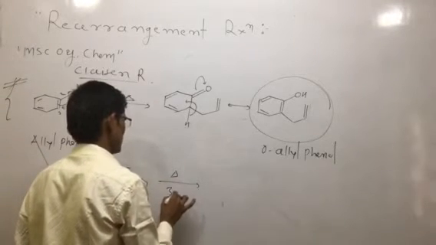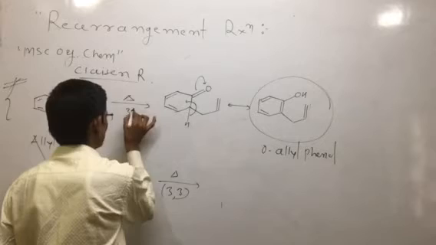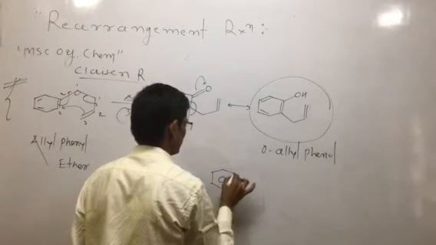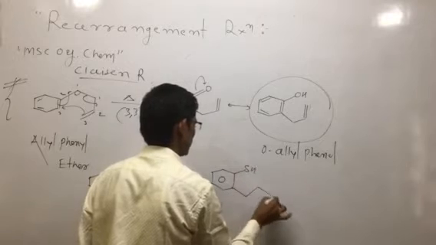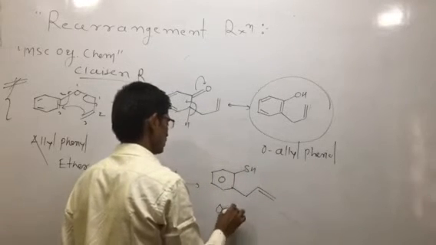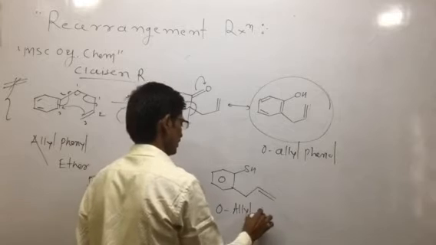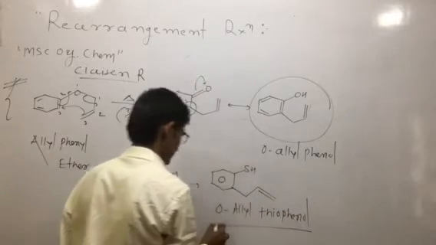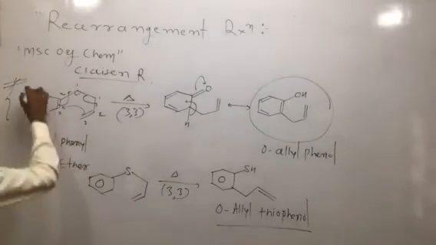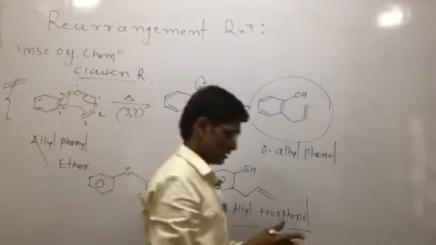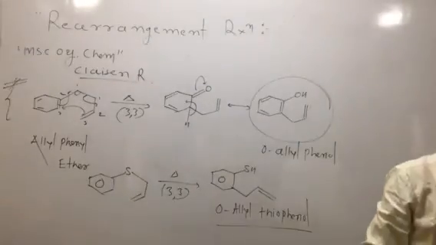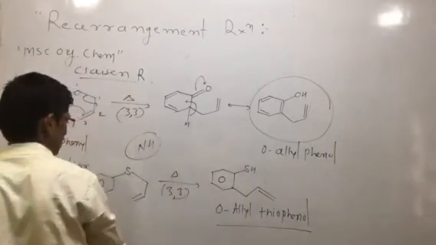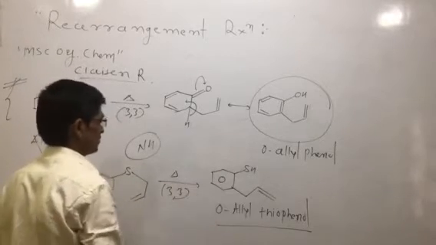Here the reaction takes place by 3-3 shifting, and the final product is thiophenol. So this is ortho-allyl thiophenol, the product of the reaction. This is called Claisen rearrangement reaction. Instead of sulfur, we can also take an NH atom.